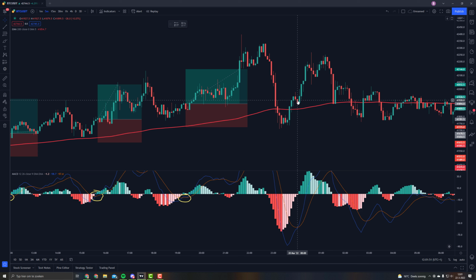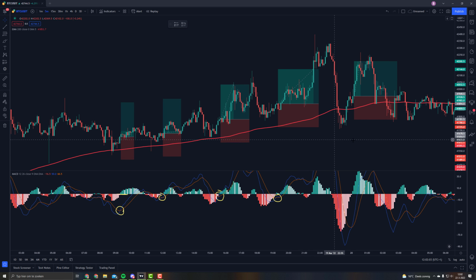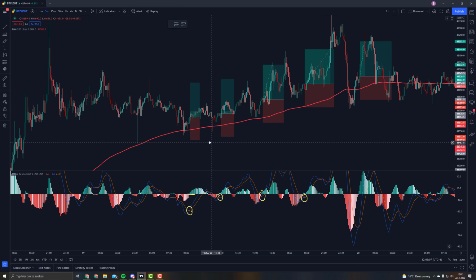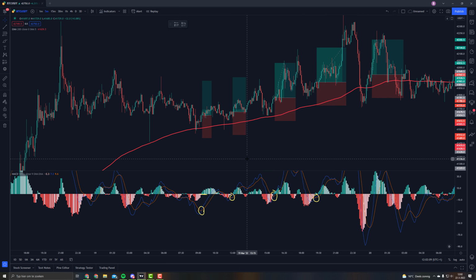Right here as well, it crossed above the 200 EMA. You can take a long position right there after this candle close, 0.4 and 0.6. And that's how the strategy works. I hope it's clear for you. So I'm gonna backtest this 100 times.